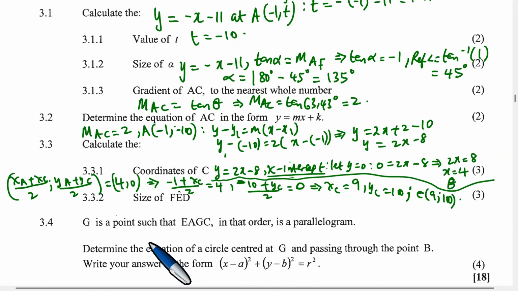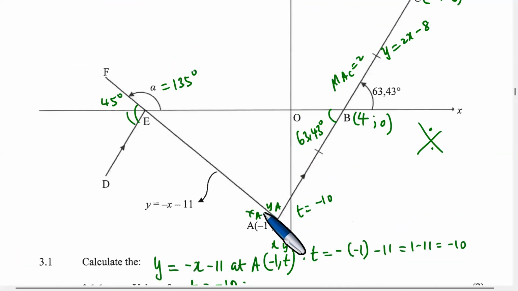We're going to write and say angle ABE is actually the same as 63,43 degrees. Why? Because these are vertically opposite angles. Next, if these are vertically opposite angles, what do we then say? Then we go on to say the following.